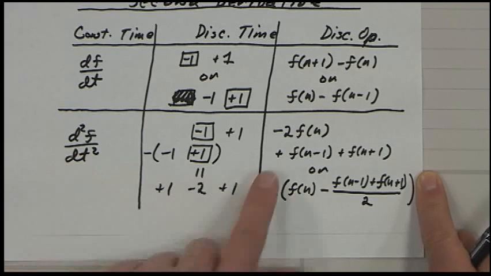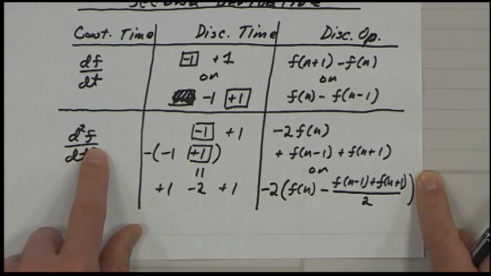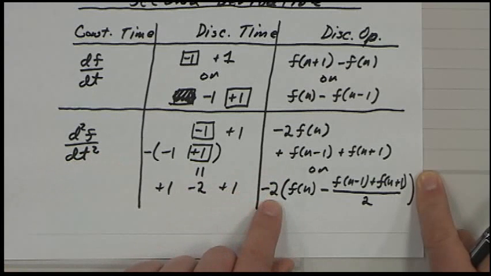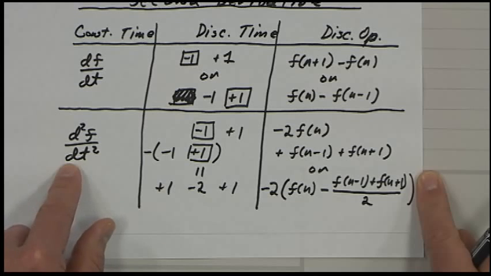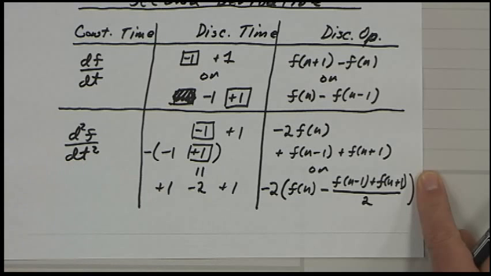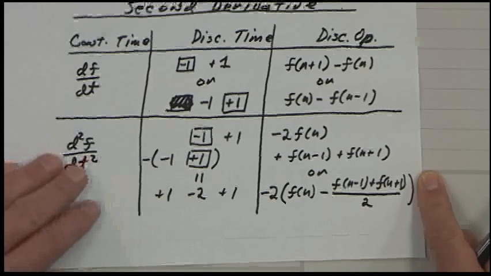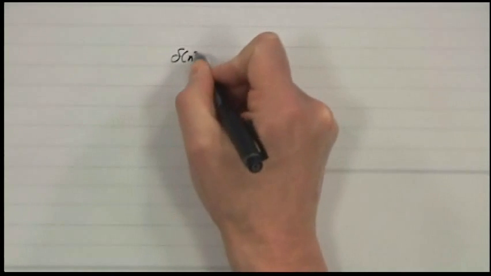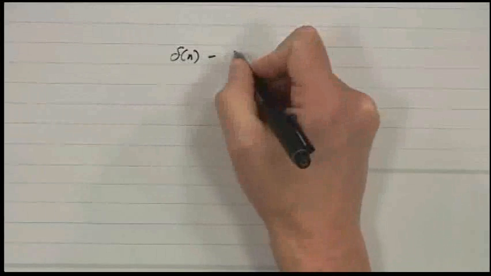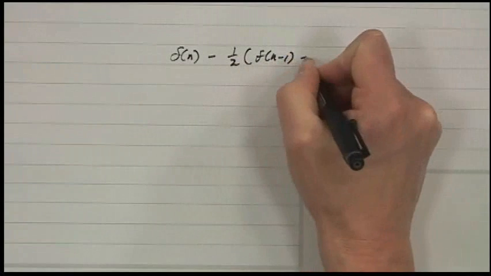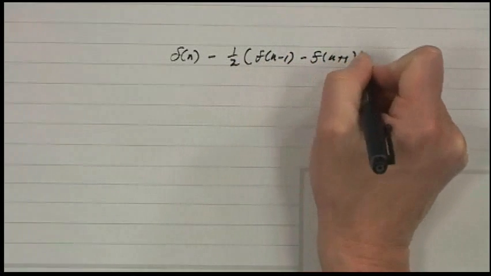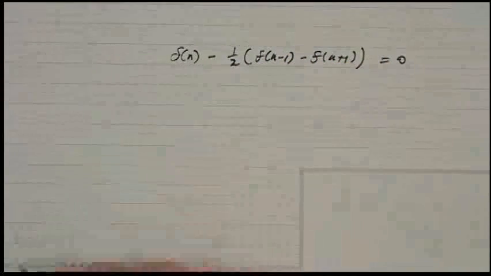But you're setting, it's the second derivative. But you're setting that equal to 0 anyway, so the fact that you multiply by -2 is not so important. You can either set the second derivative equal to 0, or you can set -2 times the second derivative equal to 0. It's the same thing. So basically, you're looking at points where f of n minus 1/2 f of n minus 1 minus f of n plus 1 equals 0.